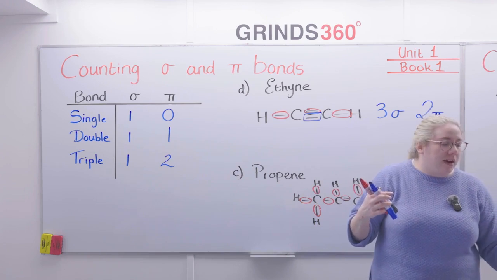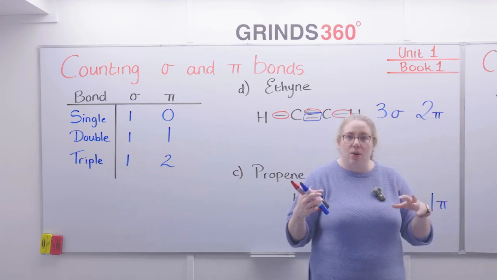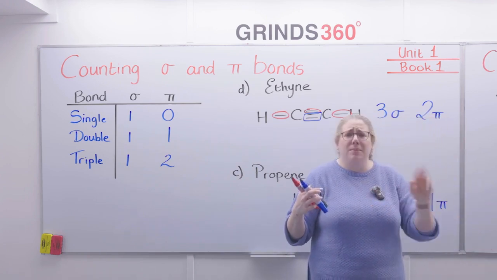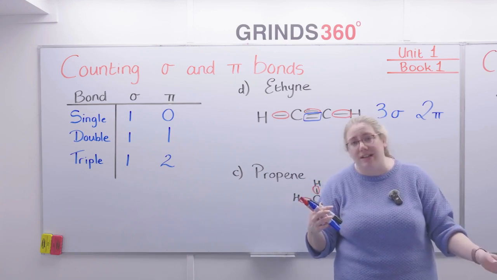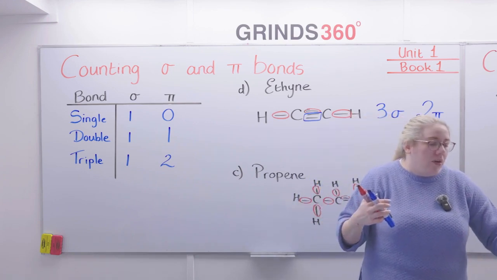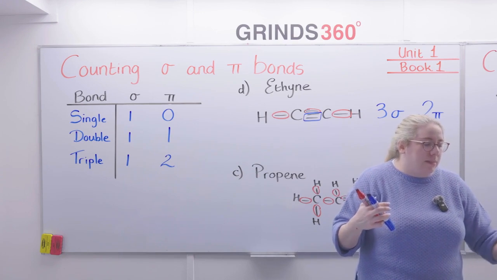If you can do up as far as question H in those counting sigma and pi bonds, you'll be absolutely fine. They're actually probably a little bit trickier than anything you will actually see in the exam. Right, that is it for sigma and pi.